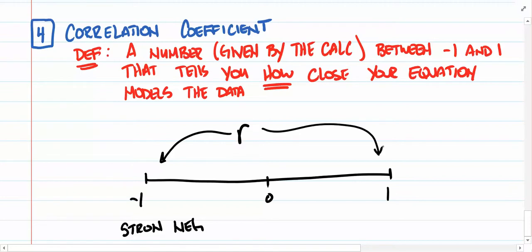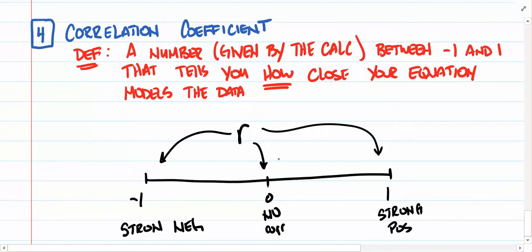If your value of r is closer to 1, then you have a strong positive correlation. So the graph's a strong positive correlation. If your r value is close to 0, then you have no correlation whatsoever. Your line is not correlated to your data.